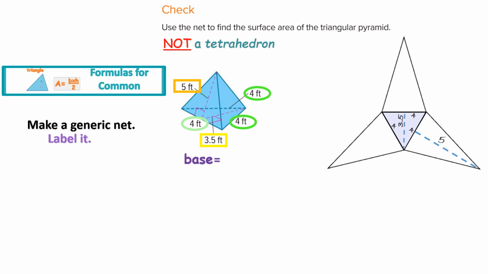Now, I basically have 2 math problems that I'm going to do. My first is to find the base, and my base is just one triangle, so I'm going to use the formula for a triangle, which is base times height divided by 2. I plug in the measurements for the base triangle: the base of the triangle is 4 and its height is 3.5. When I multiply 4 times 3.5, I get 14, and 14 divided by 2 is 7.